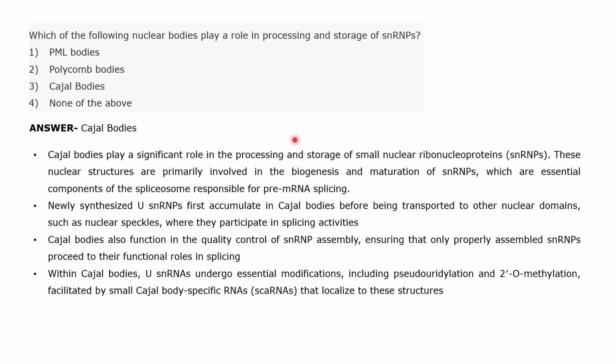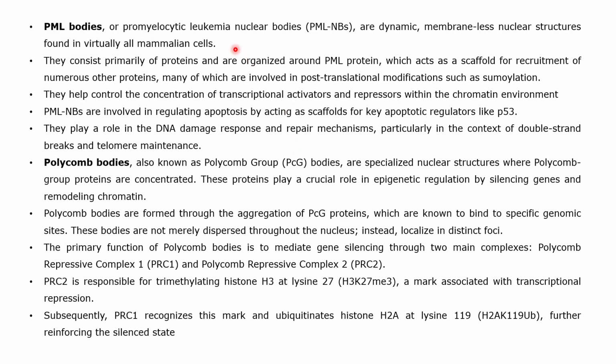Coming to the other option, PML bodies, or promyelocytic leukemia nuclear bodies, are membraneless nuclear structures found in mammalian cells. They consist of several PML proteins that act as a scaffold for recruitment of numerous other proteins, which are involved in processes like sumoylation. It helps to control the concentration of transcriptional activators and repressors within the nuclear chromatin environment. So it is somehow related to epigenetic as well as other modifications, right?